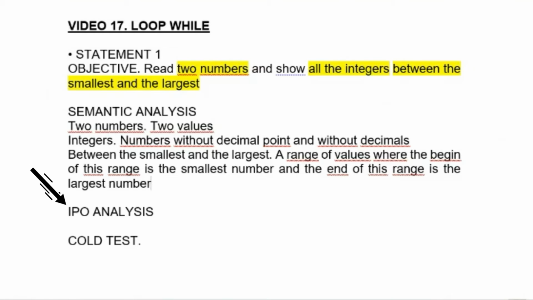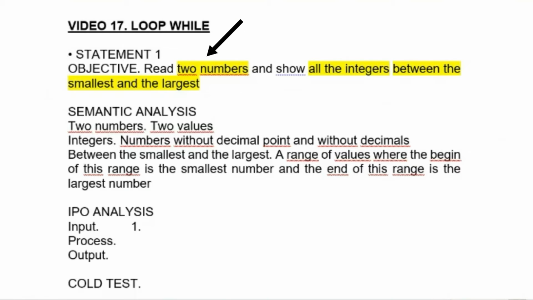Now let's see the IPO analysis. IPO means input, process, and output. Three parts, and here we are. Input. You can read in the objective: read two numbers. So you need two numbers, of course. Then you have to read two numbers and store the first number in a variable and the other number in another variable. So the instruction is read N1 and N2. These are the names of the variables. I choose the names. And that means you read the first number, you store in N1, and the second number you store in N2.